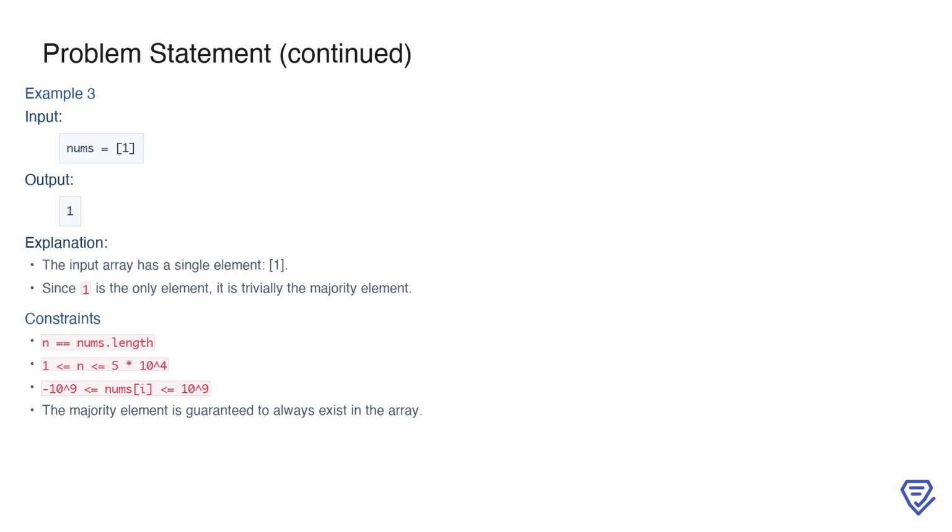Moving on to the constraints, the size of the array n is defined as the length of nums, and it can range from 1 to 50,000. The values in the array nums can range between -10 to the power of 9 and 10 to the power of 9. Additionally, the problem guarantees that the majority element will always exist in the array, which simplifies the task because you don't have to handle cases where no majority element is present.